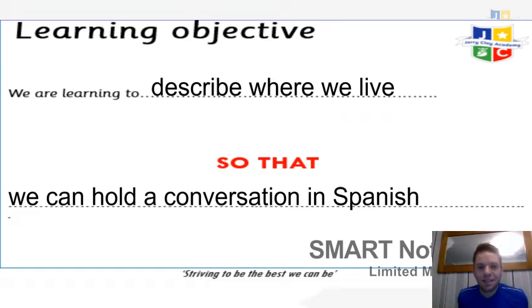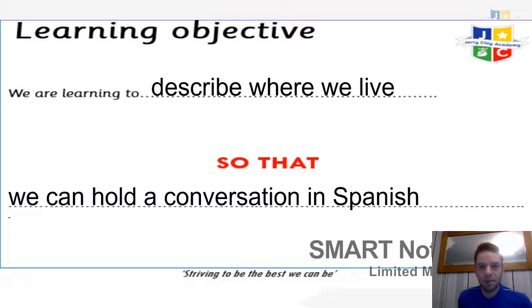Today for our Spanish lesson, we're going to continue to focus on the city and the countryside and look at some of the vocabulary that some of you learnt last week in our Spanish task that you did. I'm going to share with you the learning objective and the success criteria. Really, this is the learning objective and the success criteria for the next few weeks.